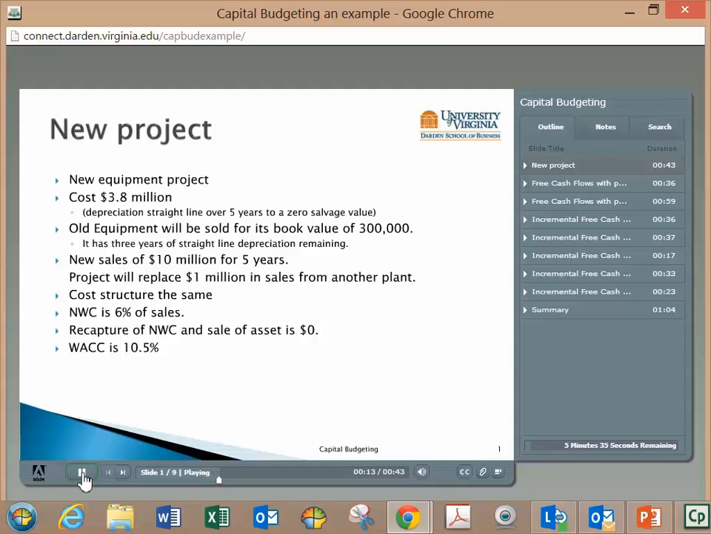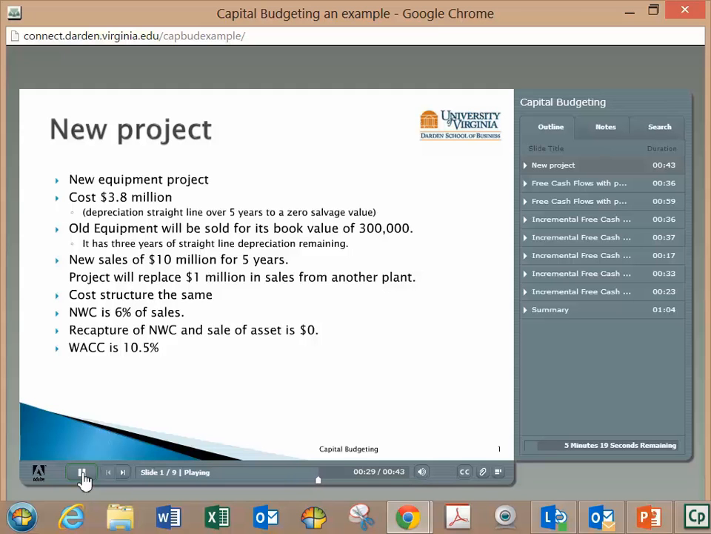The old equipment will be sold for its book value of $300,000. The old equipment has 3 years of straight-line depreciation remaining. The new sales associated with the equipment will be $10 million for 5 years. However, the project will cannibalize $1 million in sales from another plant. The cost structure will be the same as the firm as a whole.